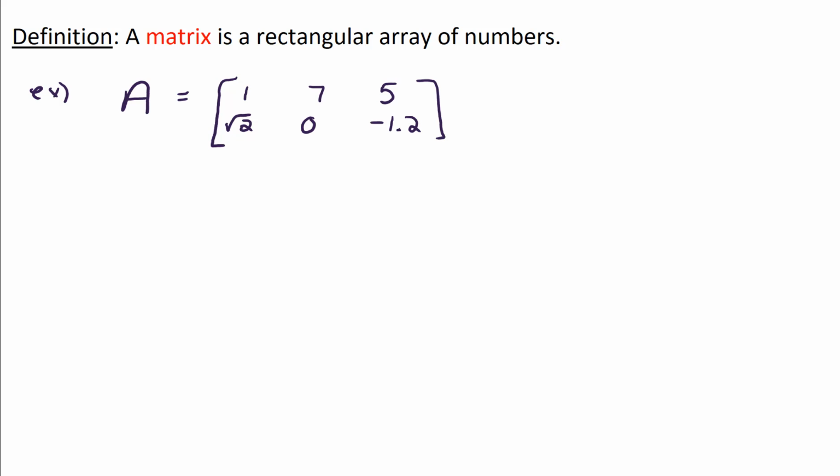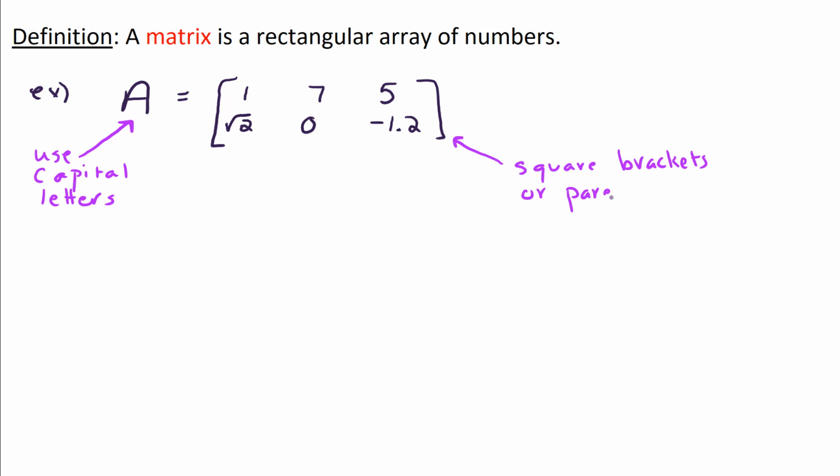Couple of things to notice here. Capital letters are usually used to denote a matrix, so let's use capital letters for matrices. Another piece of notation to be aware of: matrices are usually denoted with square brackets or parentheses. The straight up and down kind of absolute value sign will be used for something called a determinant, so you don't want to use those, but you do want to use either square brackets or parentheses.